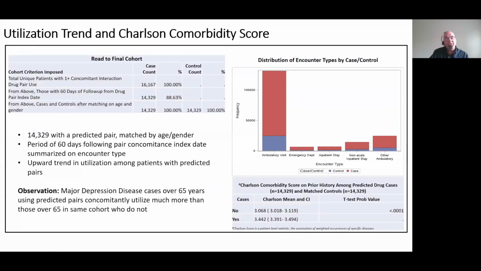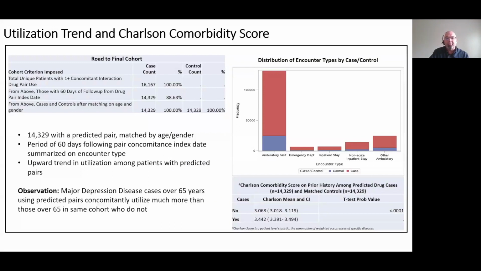For those patients who are in our control or comparator group, obviously they did not have an interactive compound overlap date, so we assigned them a random index date. And then we ensured both patient groups had adequate and analogous follow-up time. And we arrived at 14,329 patients to examine in each of the groups, the cases and controls. And you can see in the upper left-hand table there a very quick attrition report of what happens as we introduce the few criterion points that I just elucidated on.